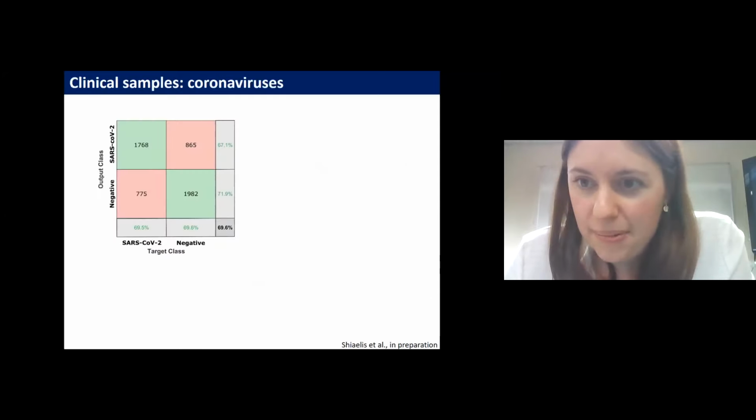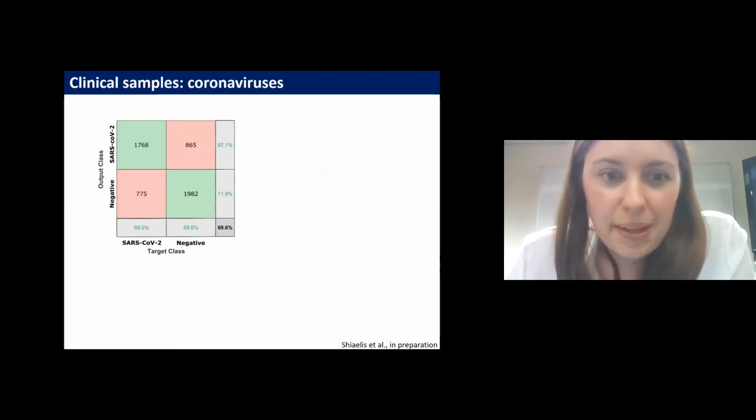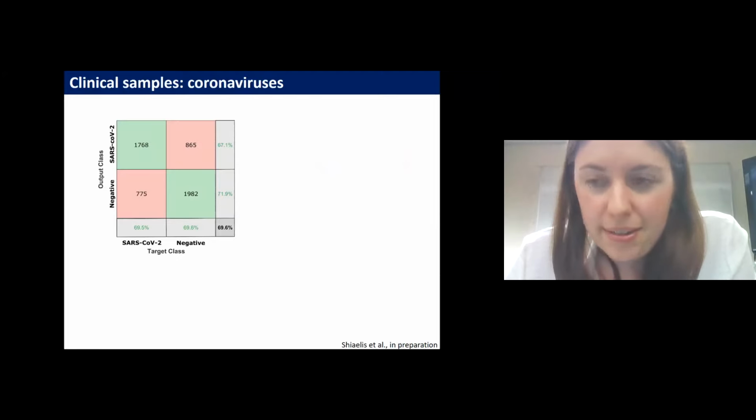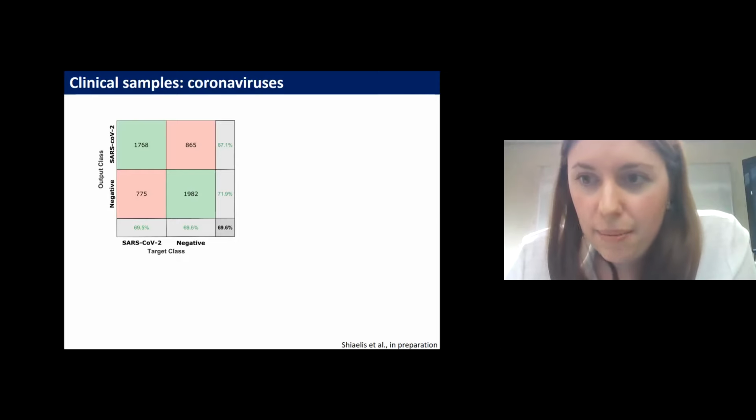So having overcome some of these initial challenges, Nick started working his way through the clinical samples. And what he could show is that we can use a trained network to differentiate between SARS-CoV-2 positive samples and negative patient samples with an overall validation accuracy of around 70%.